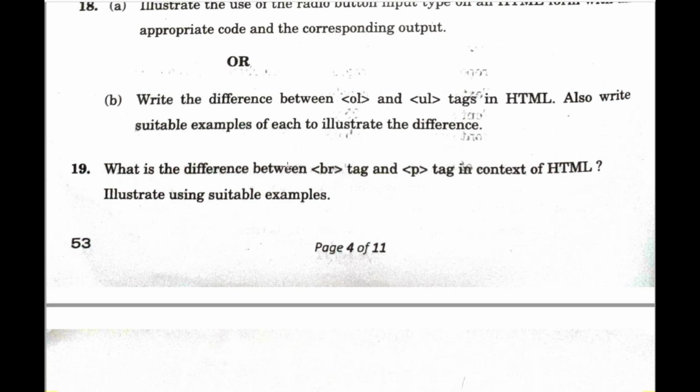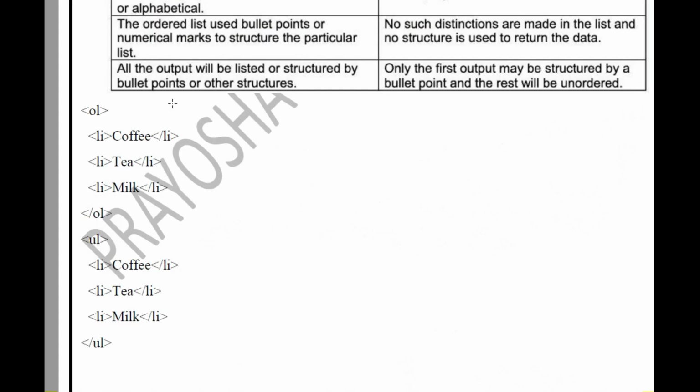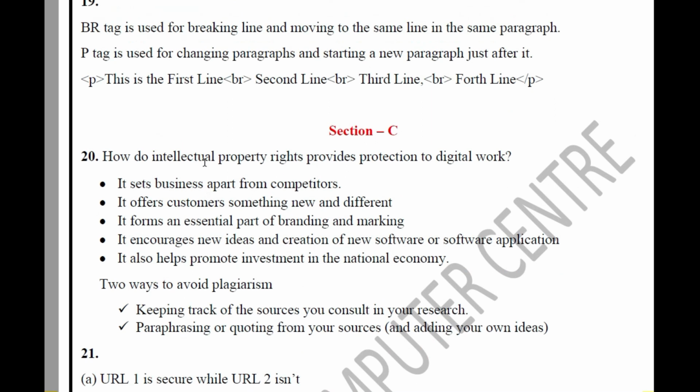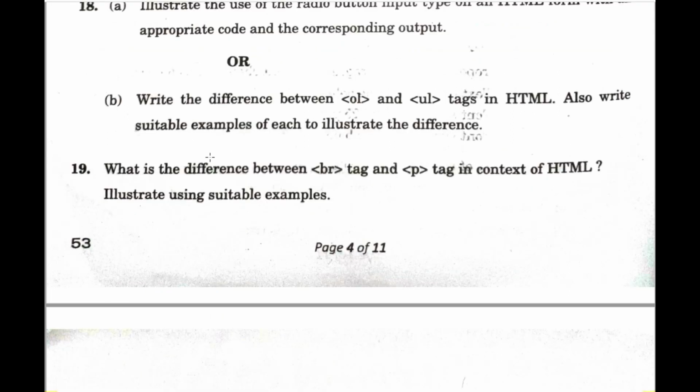Next is, what is the difference between the BR and paragraph tag? The BR tag is used to break the line and move the cursor to a new line, while the paragraph tag is used to change the paragraph and start a new paragraph. Here we can use the paragraph tag. This is the first line, BR means it will take a new line, then second line, then third line, then fourth line. So this is the use of BR and the paragraph tag.